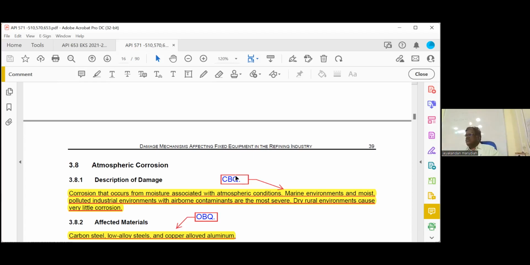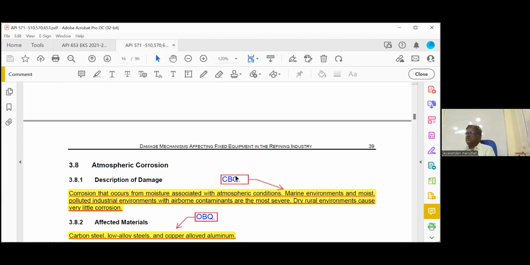The location: whether it is a marine environment or a polluted industrial environment will have more corrosion. Dry rural environments will have less corrosion. Now, how much is the corrosion rate? Corrosion rate is generally expressed in two units, inch per year or mils per year.